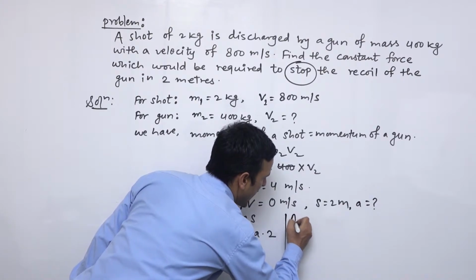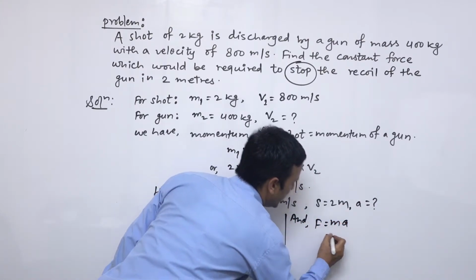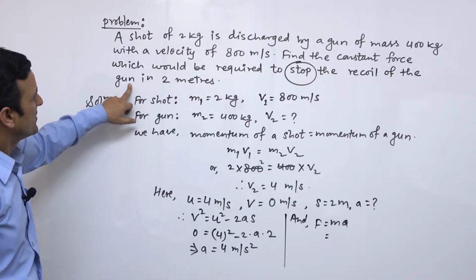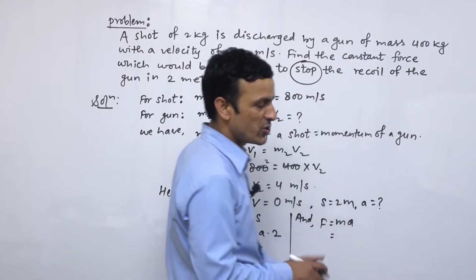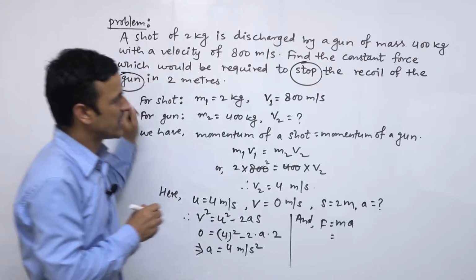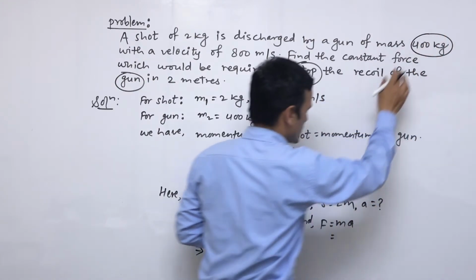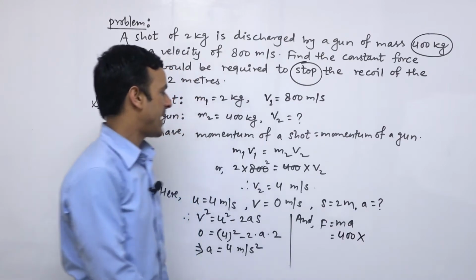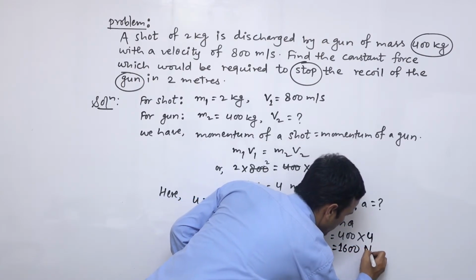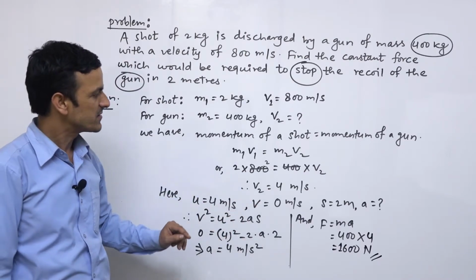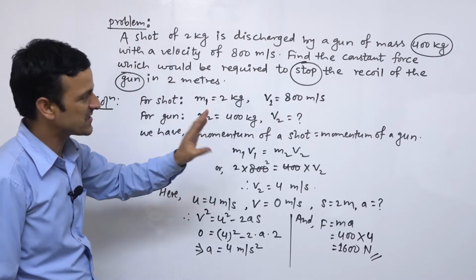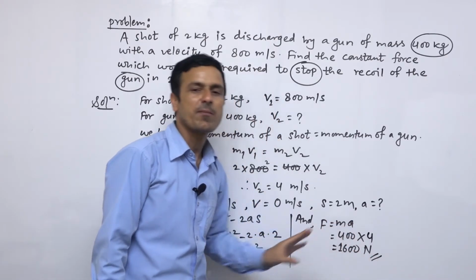Now we can use F is equal to m times a, and we have the mass. We want the force to stop the recoil of the gun in 2 meters. So F is equal to m times a. We use the mass of the gun, 400 kg, and the acceleration is 4, so 400 into 4 gives 1600 newtons. So this is the retarding force used to stop the gun within a distance of 2 meters. It means we have to apply a force of 1600 newtons to stop it in 2 meters.